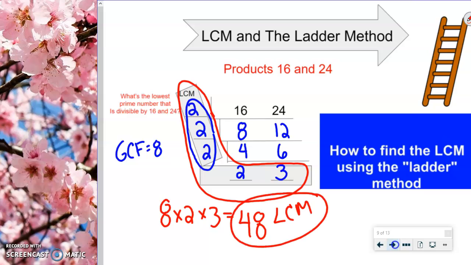So this seems to be the method that most students in class liked the best, because it's just a little modification of the greatest common factor. Greatest common factor, you just have to multiply those numbers together. Least common multiple, you multiply all of those together to get your least common multiple. Think about the L shape.